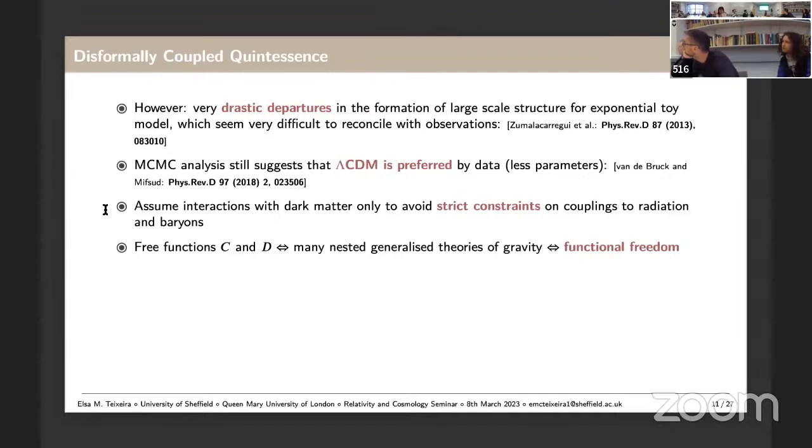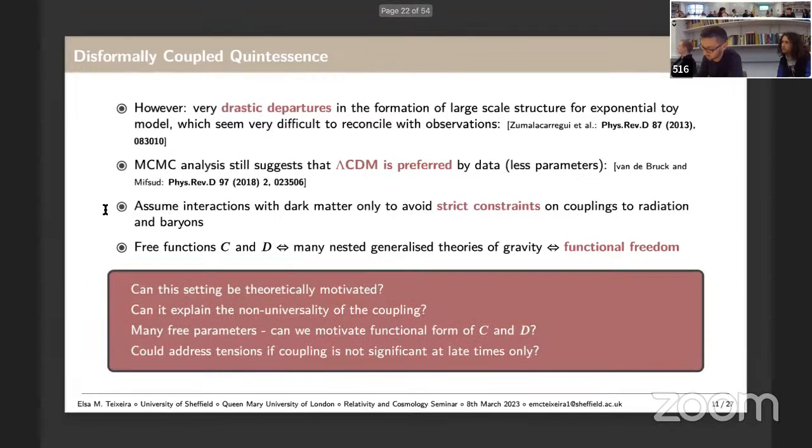Moreover, we have these two functions, C and D, for the conformal and the disformal coupling, that can basically be anything, right? So we have a big functional freedom. We could take any function, and in principle, we could get a lot of types of couplings.